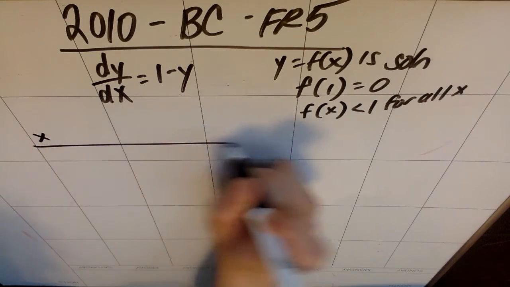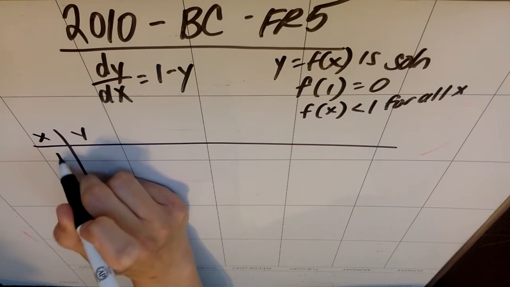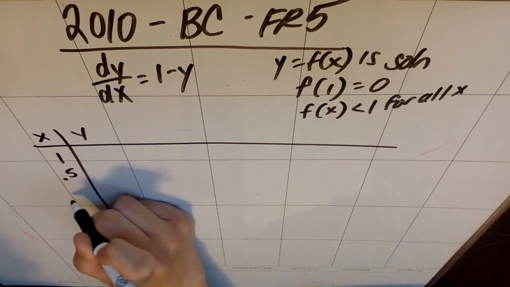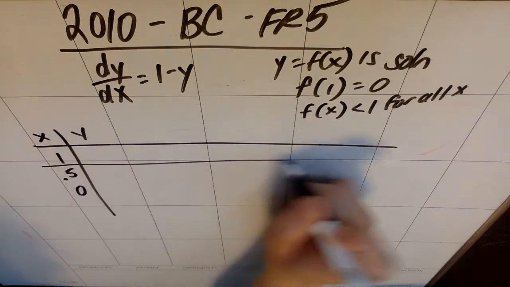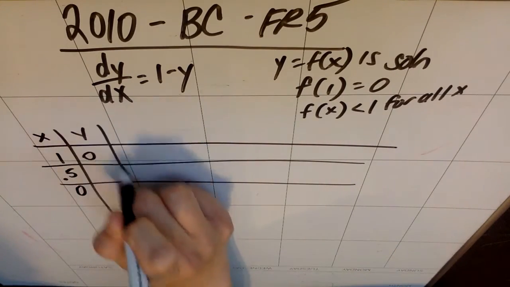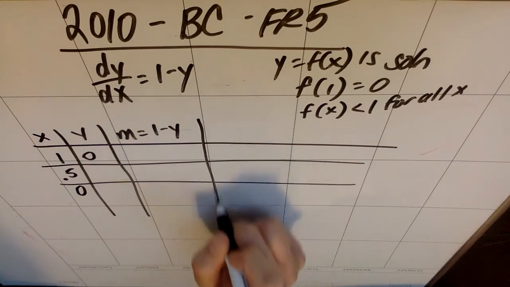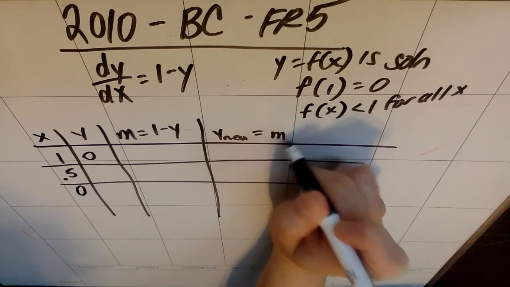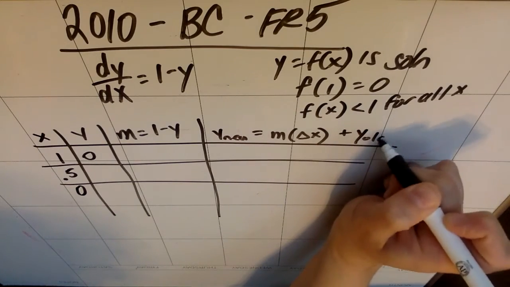So when I do Euler's method with a table, I put my x value, and I know I'm starting at x is 1, and then I'm supposed to go in 2 steps, working my way back to 0, so 0.5 and then 0. I do know what f of 1 is. It's 0. I have my slope, which is just dy/dx, so my slope is 1 minus y. And then to find my new y, I'm going to do the slope times my change in x, which we'll talk about in a sec, plus the old y.